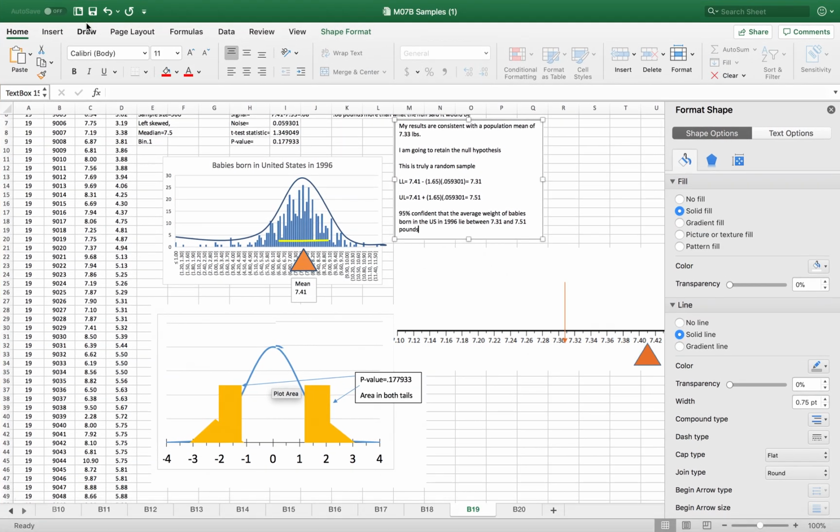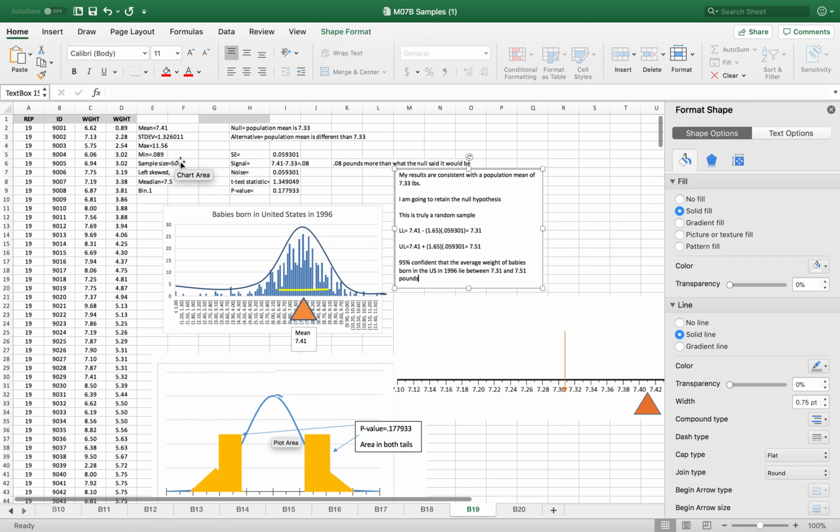Okay, for discussion 7, I was B19, and so here are all my values. I'll describe them all. At first, for my mean, I got 7.41. Standard deviation, I got 1.326011. The max weight was 11.56. The minimum weight was 0.089. The sample size I was using was 500.